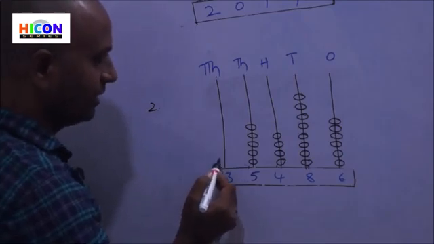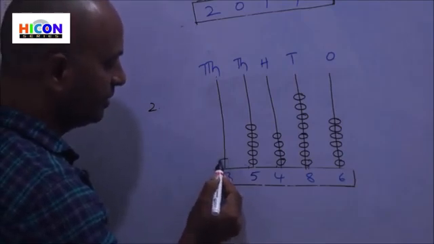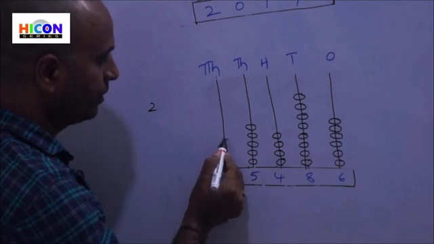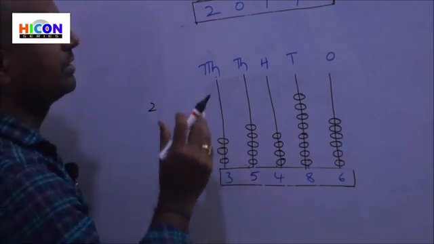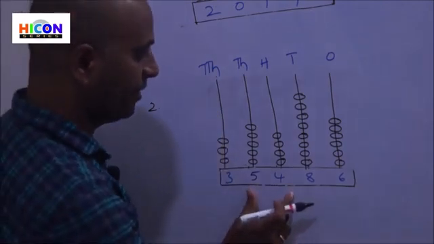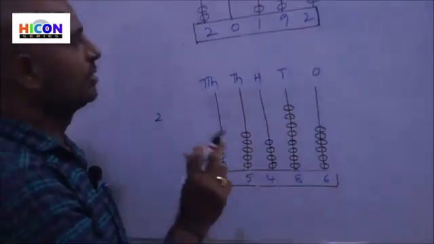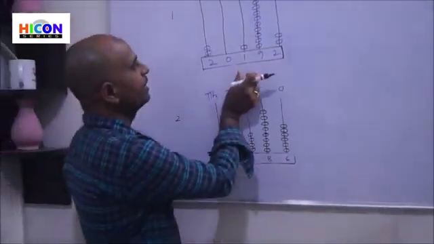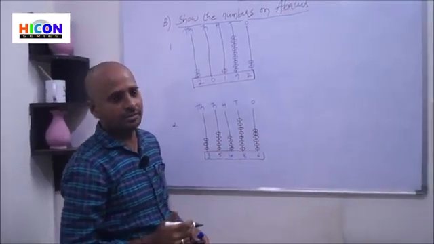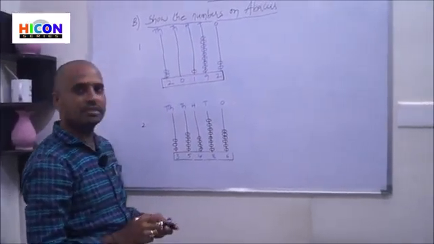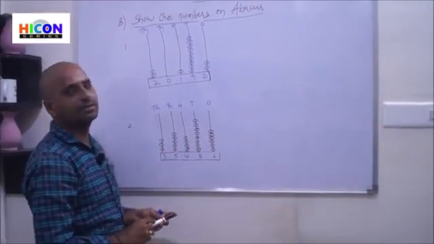So just draw 3 beads on this stick. 1, 2, 3. This is the way of representing given numbers on the abacus. According to the given number, we have to draw beads on the sticks. So this is the representation of numbers on the abacus. This part is completed.